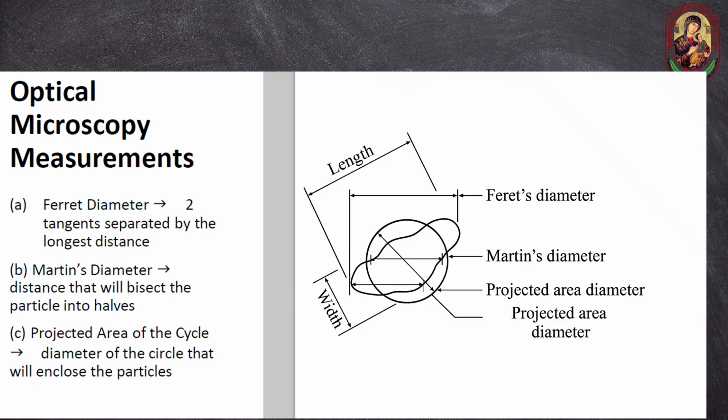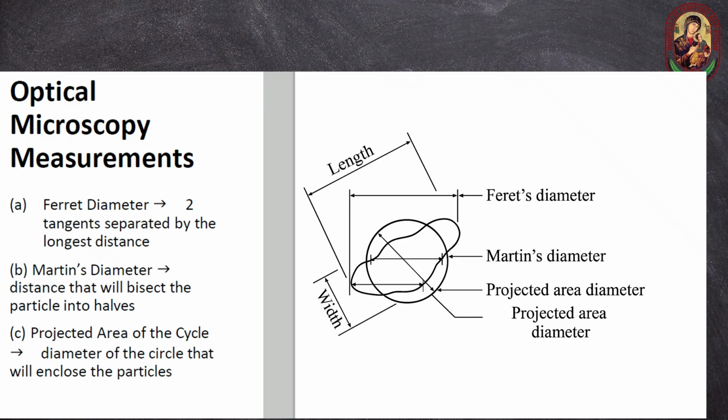Ito naman yung distance na nagkahati sa particle sa gitna. It represents the average width useful for suspensions and powder flow studies. Kung masyadong iba-iba ang laki ng particles, nagkakaroon ng segregation or poor flow sa formulation.